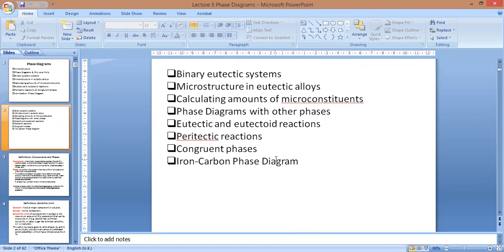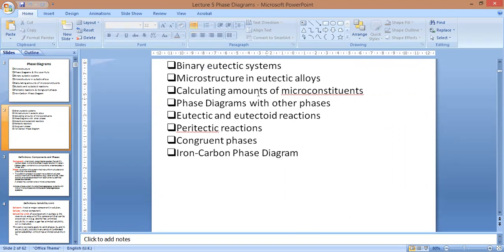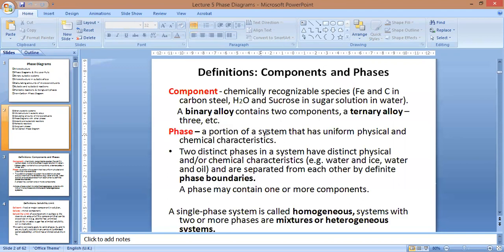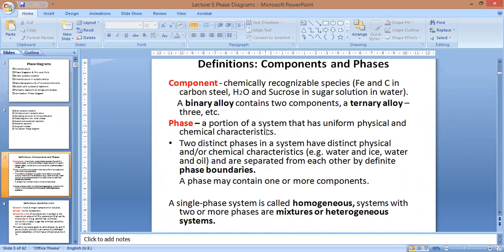We're also going to look at these, but probably not all at once, but we'll try to cover as much as we can. So we quickly go to the definitions that we're going to use throughout this topic. The first one is component. What is a component? So these are chemically recognizable species, for example, iron, carbon, in carbon steel, water, and sucrose.